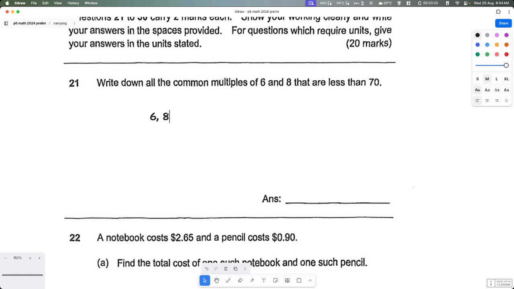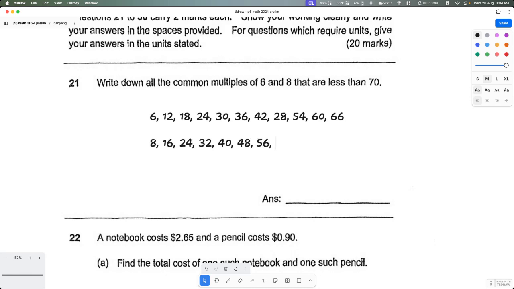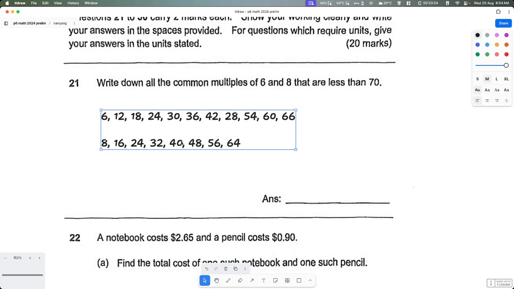So 6, 12, 18, 24, 30, 36, 42, 48, 54, 60, 66. We cannot continue from there. Next one, 8, 16, 24, 32, 40, 48, 56, and then 64. Then we cannot continue, must be less than 70. So a common multiple is 24 over here.